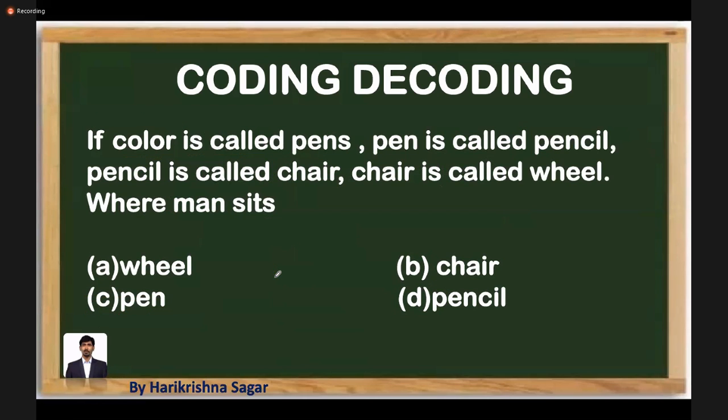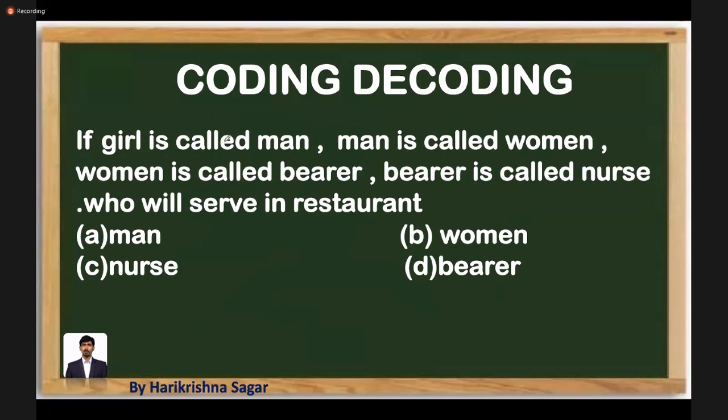Look at the next one. Color is called as pen, pen is called as pencil, pencil is called as chair, chair is called as wheel. Where will a man sit? Man will sit on a chair basically, and chair is called as wheel. So we can say the answer choice will be wheel. Man will sit on wheel. Look at the next one. A girl is called as man, man is called as woman, woman is called as bearer, bearer is called as nuts. Who will serve in a restaurant? In a restaurant, the bearer will serve, but bearer is called as what? Nuts. Mark your answer as option B.